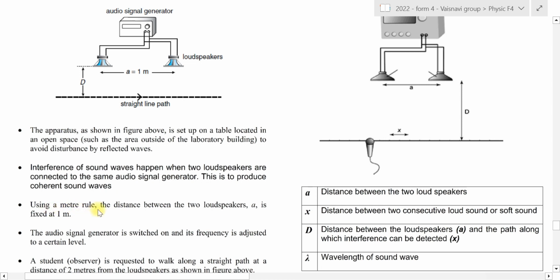Okay, using the meter rule, the distance between the loudspeaker A is fixed at 1 meter. The audio signal generator is switched and its frequency is adjusted to certain level. Okay, why they adjust frequency? Kita tahu V equal to F lambda kan? Kita control lambda melalui frequency. Okay, so to adjust the wavelength of sound. Kalau kamu rendahkan frekuensi, wavelength dia jadi panjang. Kalau kamu tinggikan frekuensi, wavelength dia jadi pendek.